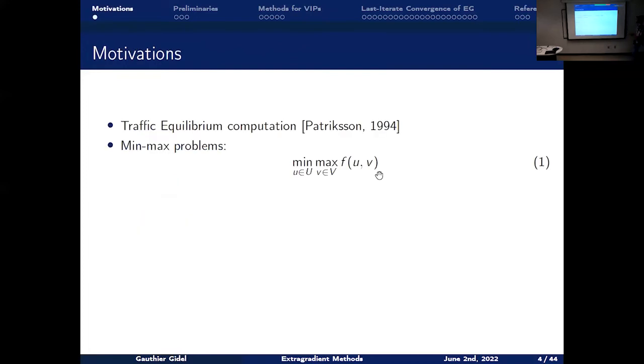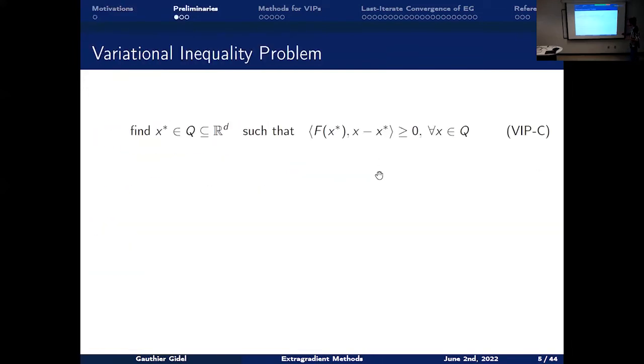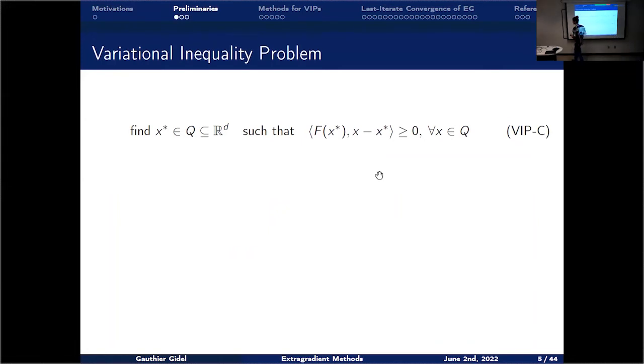So the motivation for this work are variational inequality problems. In a variational inequality problem, you want to find a point x star in the constraint set such that f of x star inner product with x minus x star is positive for any x in the constraint set. Intuitively, it's saying that f is a vector field, the thing you're going to follow.